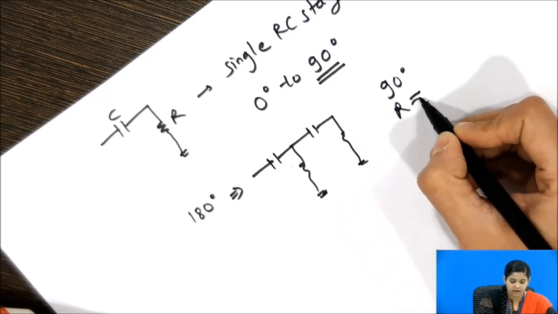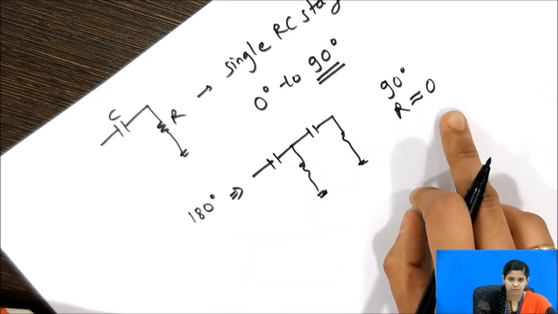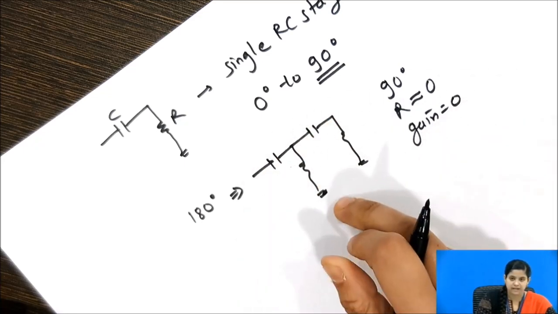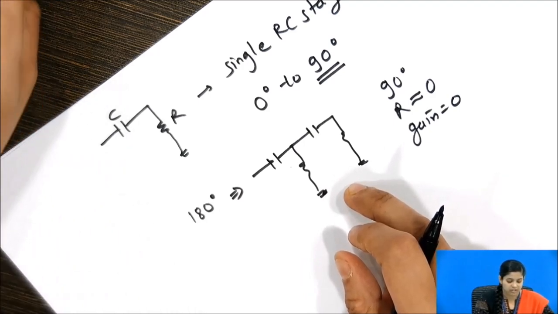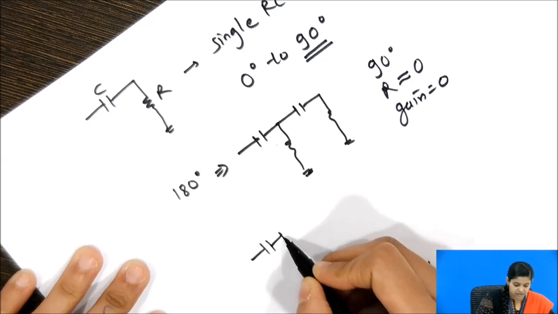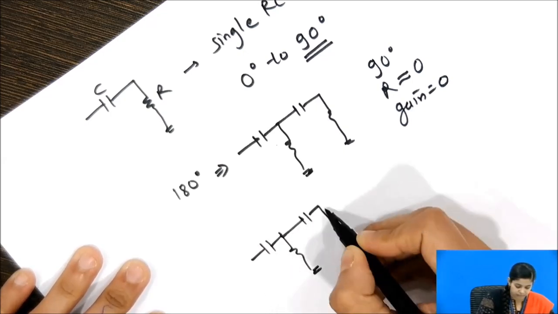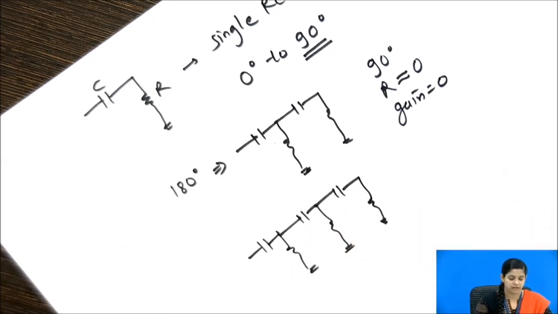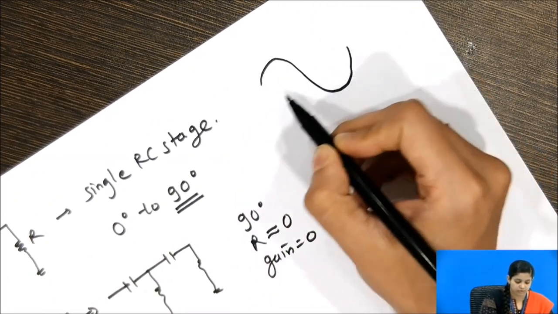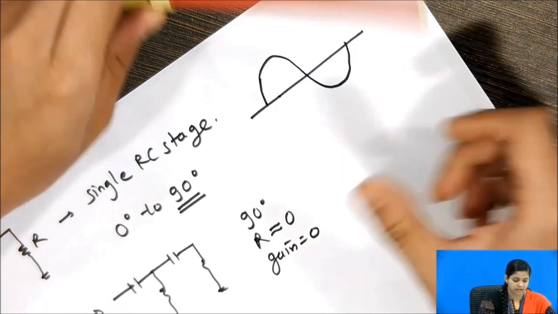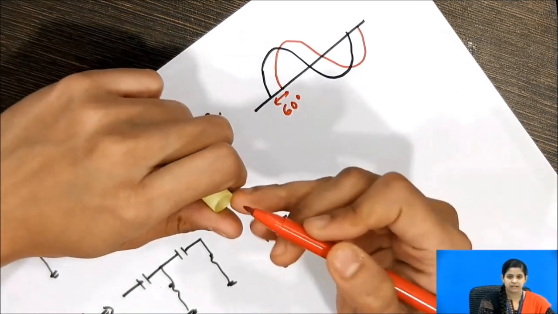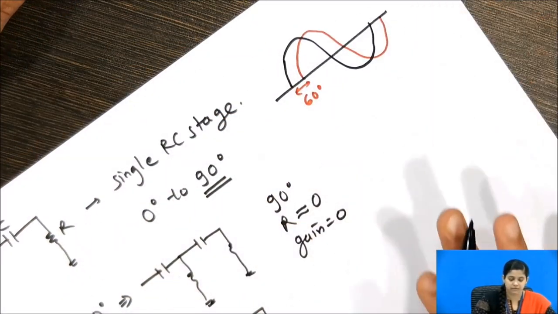So the value of R is nearly equal to 0, and due to this, practically the gain will be 0 for this feedback circuit, and it is not satisfying the criteria. So we will use three RC stages in the feedback circuit. A single RC stage will give an output with nearly 60 degree phase shift. The output is leading by 60 degree because an RC circuit is nothing but a phase lead circuit.